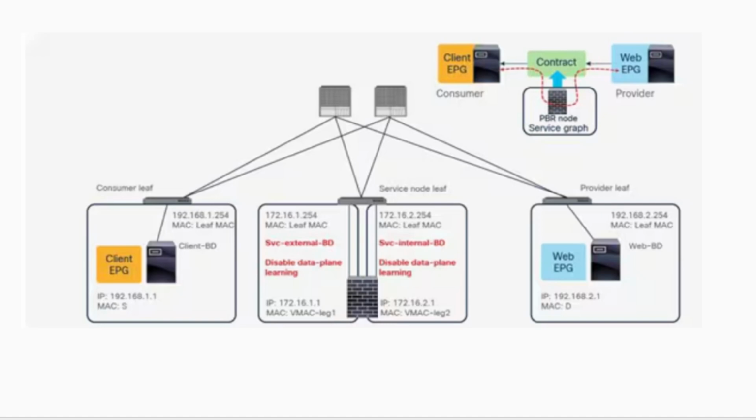As a summary, traffic between the client EPG and the web EPG is redirected through the service node using a policy-based redirect and a service graph. Two bridge domains exist: service external and service internal. Isolate the service node, external and internal. Disabling data plane learning ensures consistent and predictable traffic flow.